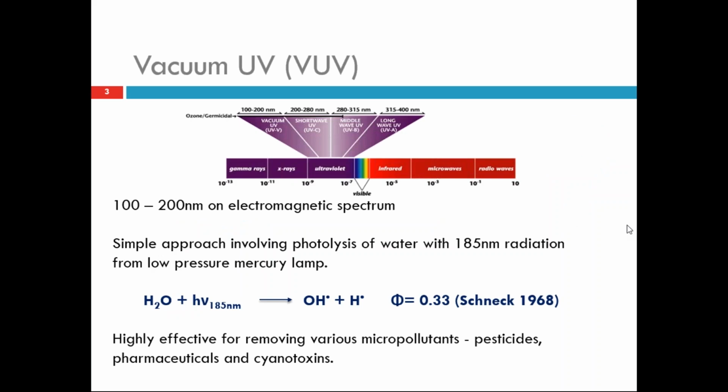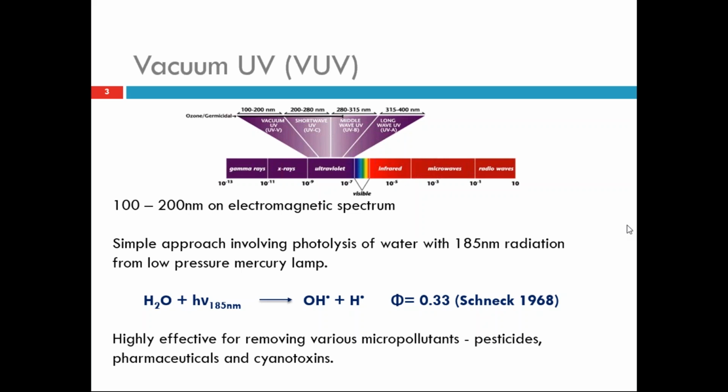Now, this can be facilitated using vacuum UV. Vacuum UV corresponds to the 100 to 200 nanometer range in the electromagnetic spectrum. As we can see, it is the lowest wavelength region in the UV. So because of the lower wavelength, they have high energy, and we can use this approach to split the water molecules, using, in this case, 185 nanometer photons to generate OH radical, and thereby getting advanced oxidation process.